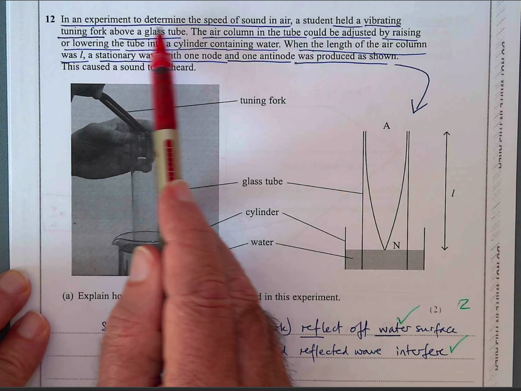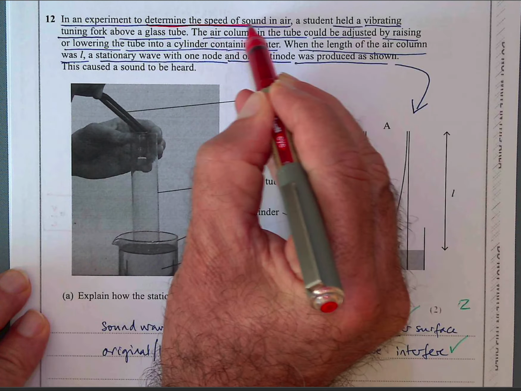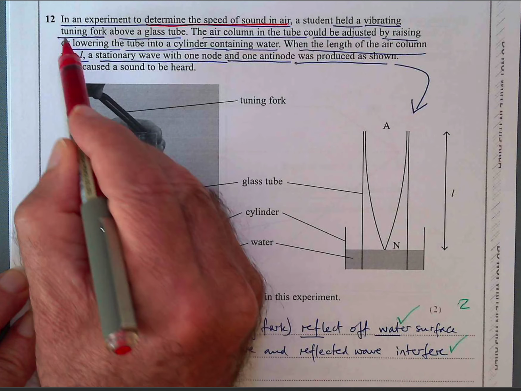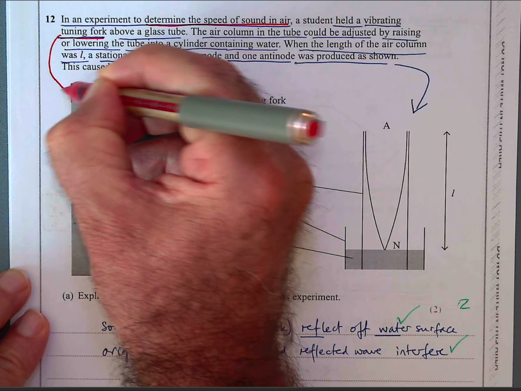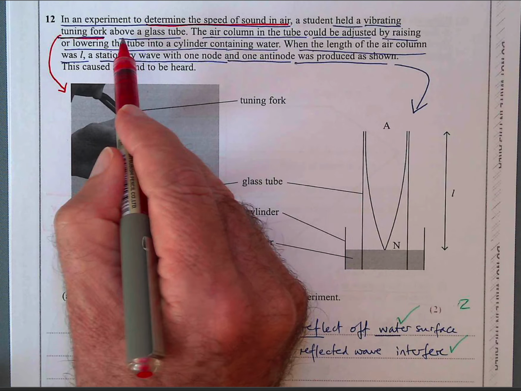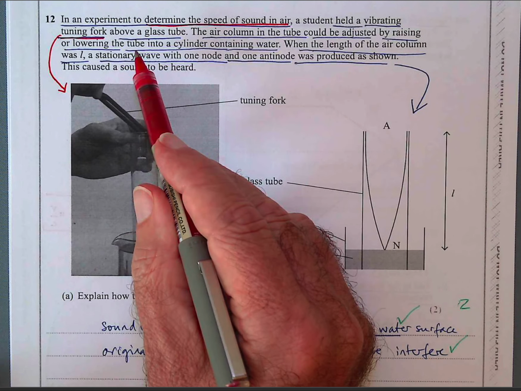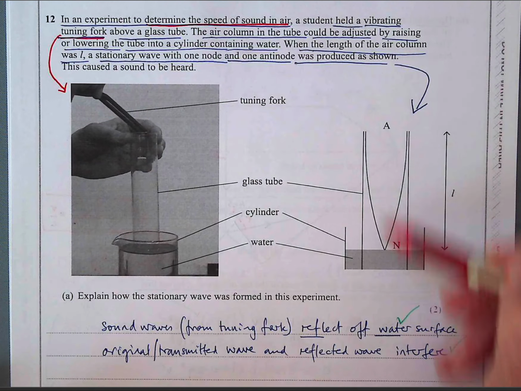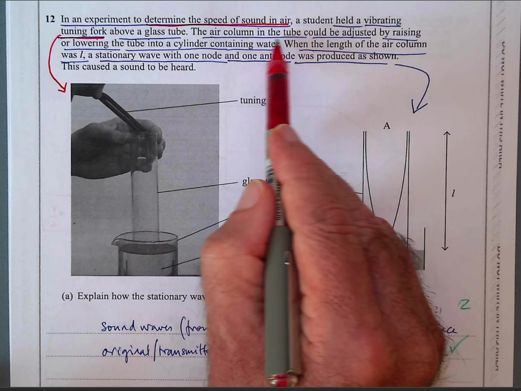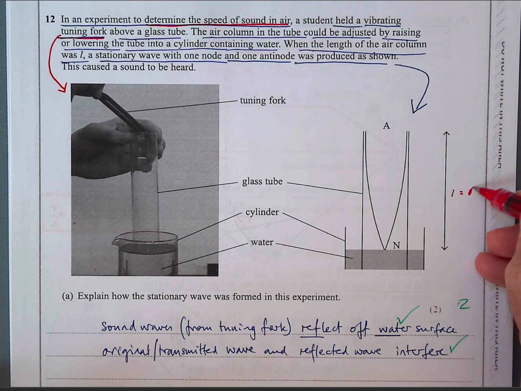In an experiment to determine the speed of sound in air. Okay, so we know we want to determine the speed of sound in air. This is what you should be doing. Okay, I've got that. A student held a vibrating tuning fork. So a tuning fork is the device in this hand. You can have tuning forks of different frequencies above a glass tube. Okay, so the glass tube, and here we've got water in it. So this is a resonance effect. Here they've got a diagram of it. You can see it's creating a standing wave. The air column in the tube, so this is the air column. The air column is the length here, length of air column.